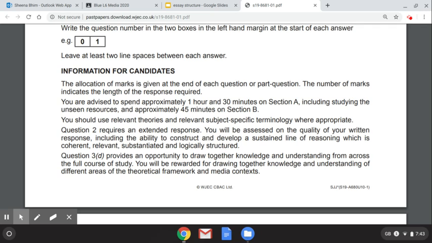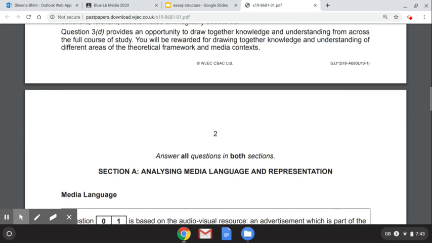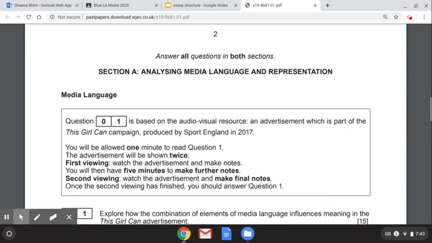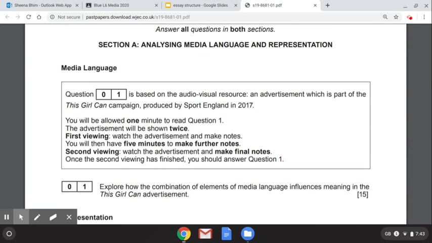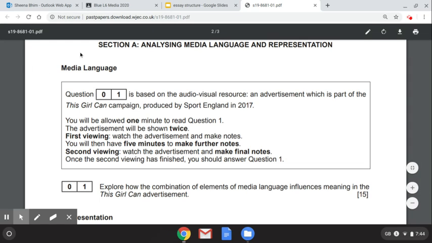Section A is a bit more woolly. It does depend on how long the screening is that you are given. Don't worry about question 2 and question 3 yet, because we're going to be tackling industry and audience later in the year. So section A is analysing media language and representation. And the first thing you need to look for when you look at this paper is the top left corner here. That will tell you what the first question and what your first unseen text is going to be on.